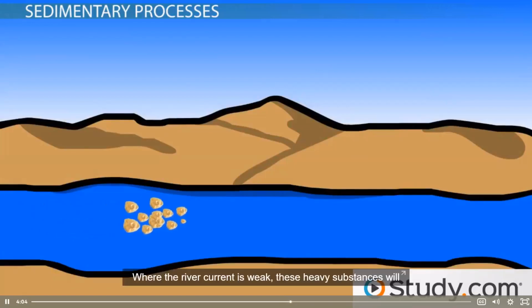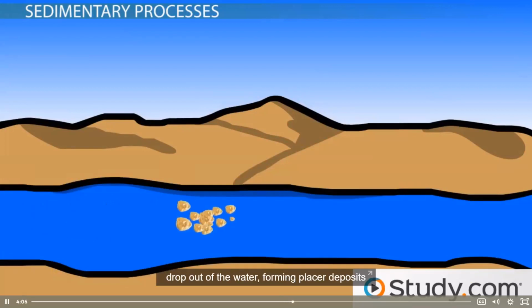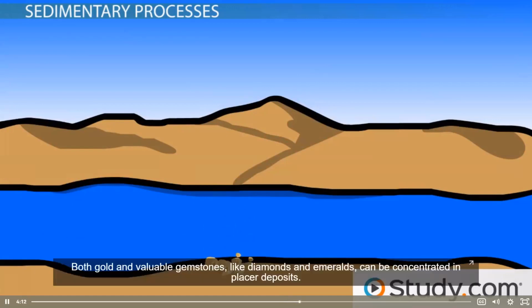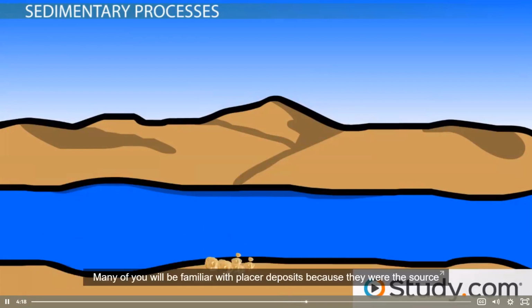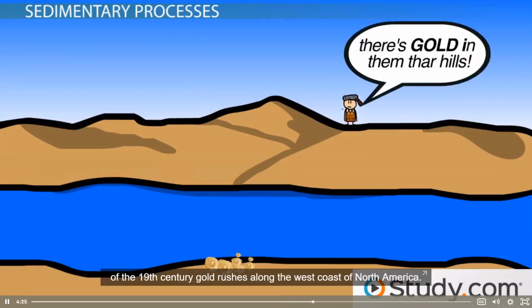Where the river current is weak, these heavy substances will drop out of the water, forming placer deposits enriched in heavy minerals and rocks. Both gold and valuable gemstones, like diamonds and emeralds, can be concentrated in placer deposits. Many of you will be familiar with placer deposits because they were the source of the 19th century gold rushes along the west coast of North America.